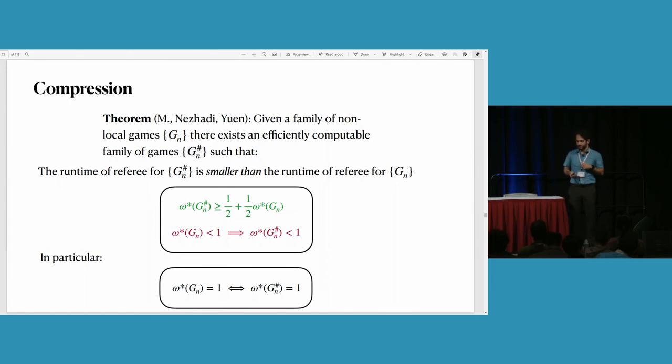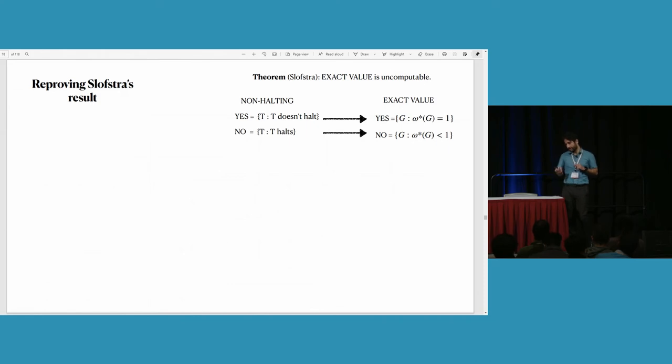All right, so let's see this theorem in action. Let's try to reprove Slofstra's uncomputability result using this compression theorem. This is the result that we'd like to reprove: that exact value is uncomputable, and we do that by reducing non-halting to exact value. So I'm going to use the compression theorem to construct this reduction for you.